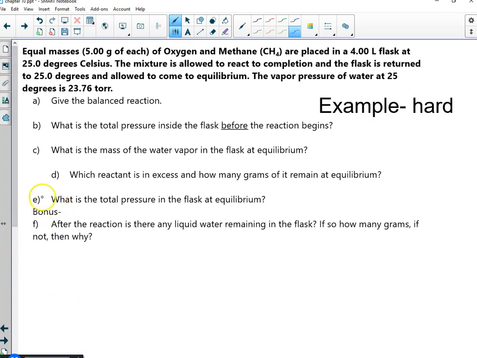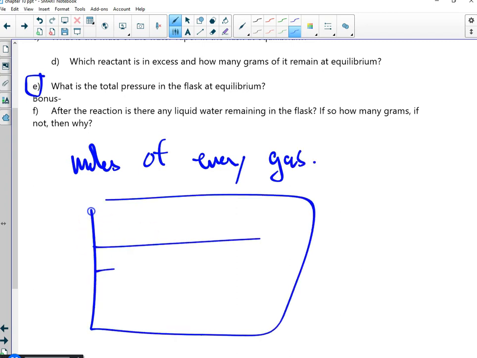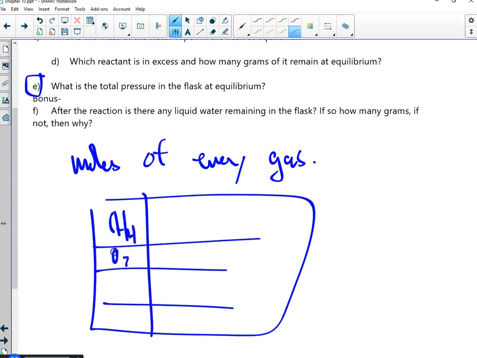All right, so E, that's the hardest part. What is the total pressure in the flask at equilibrium? In order to find total pressure, we need to know the moles of every gas. So I'm just going to make a table real fast. All right, we had CH4, we had O2, we had CO2, and we had H2O. We've already found the moles of H2O, correct? And that was? Okay, we're all right with that one?